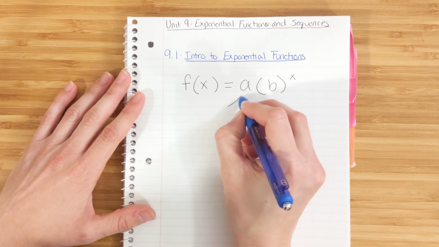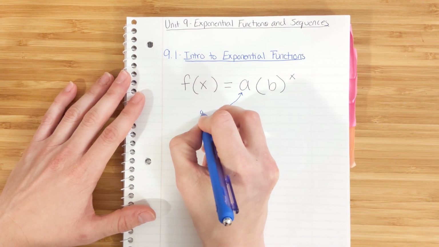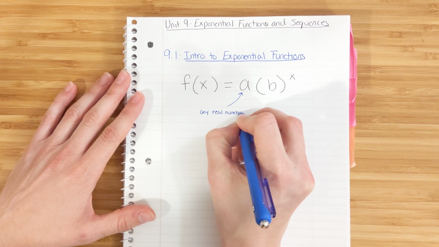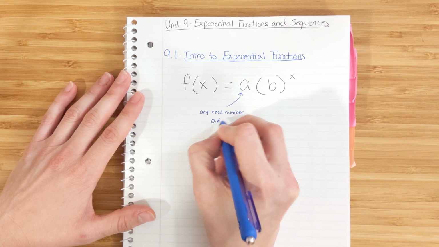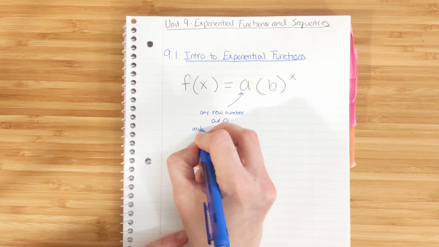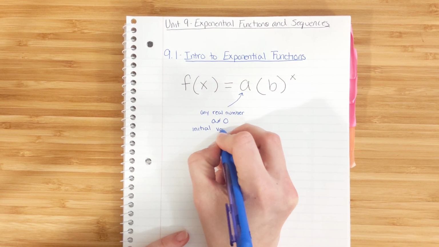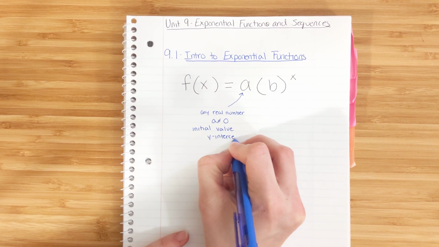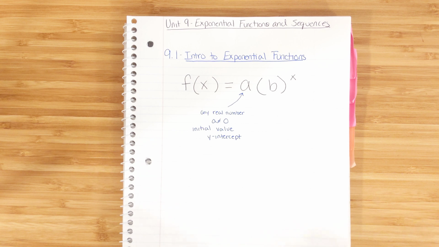So this a value, any real number, but it can't equal 0. And it represents our initial value, or our y-intercept, of our function. Use some colors here today.